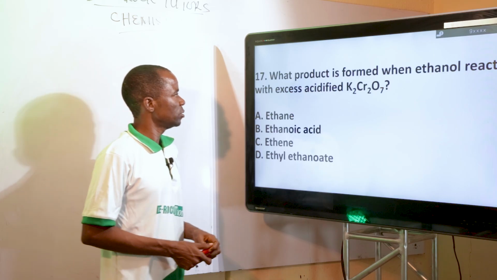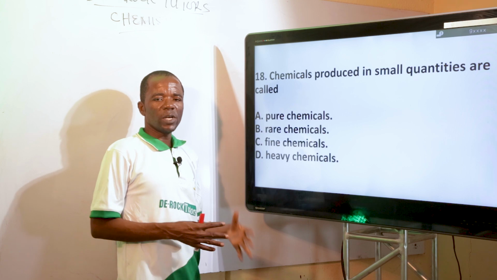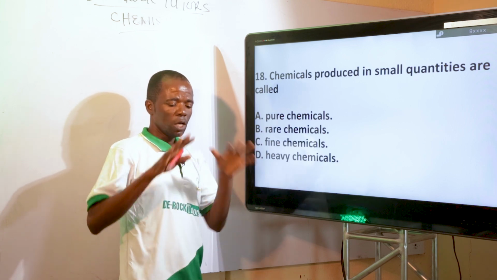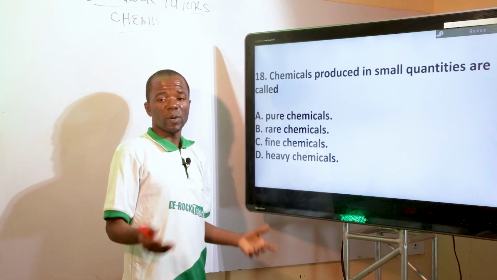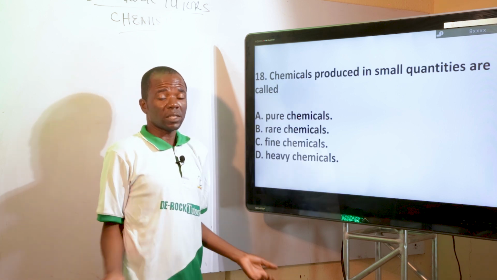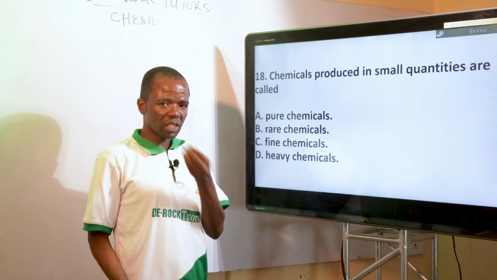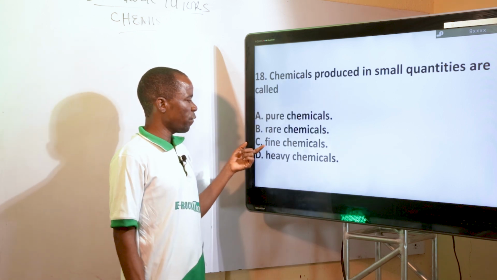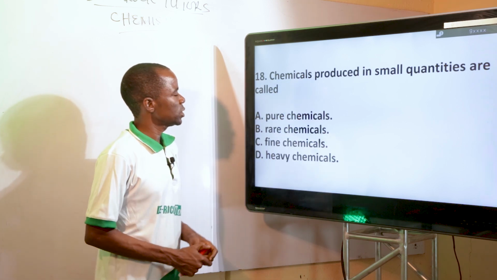Let's go to number 18. Chemicals produced in small quantities, we call them fine chemicals. Chemicals are divided based on the quantities in which they are produced. Chemicals that are produced in large quantities like H2SO4, all acids, salt, sodium hydroxide, and the likes are called heavy chemicals. But chemicals like drugs that we consume, that need to be prepared with high purity and are produced in small quantity, are regarded as fine chemicals. So the correct answer for number 18 is option C.